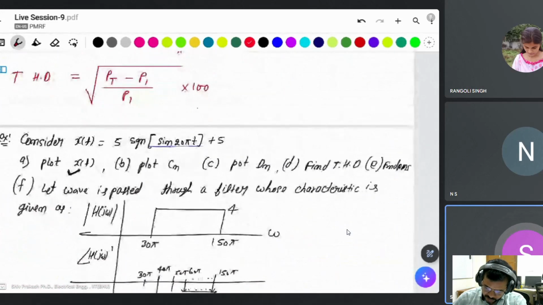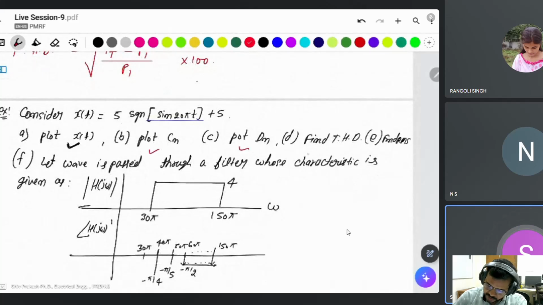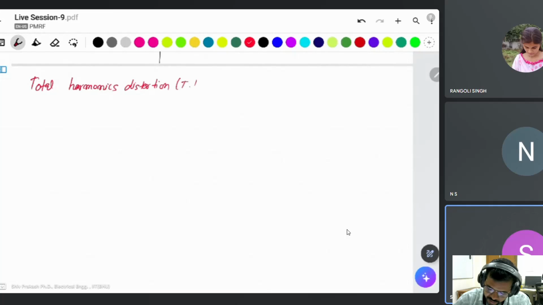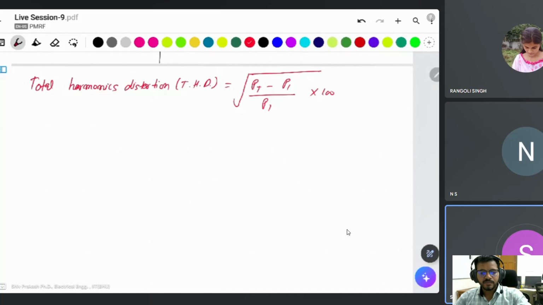After that, what is the question asking? This is completed. Third, total harmonic distortion, THD. THD means total harmonic distortion. This is equal to total power minus P1, divided by P1, into 100. How can you calculate total power?